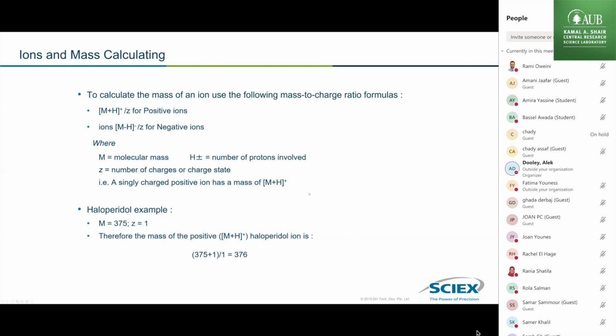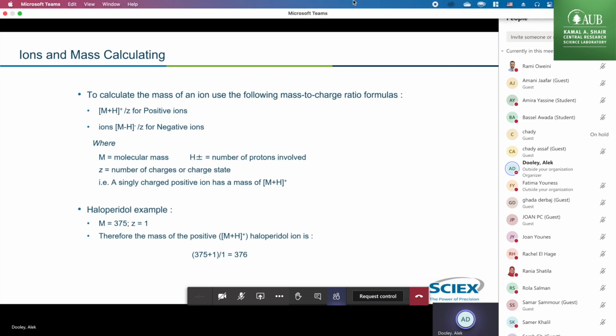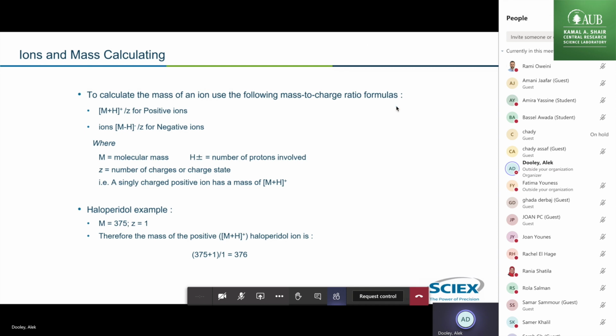Be aware of the proton, the gain or the loss. That's the M up above, and then make sure you divide by the charge. The nice thing is the number of protons added or removed is the charge, right? So you don't have to do any further calculations. If you add 2 hydrogens, that's a +2 charge.